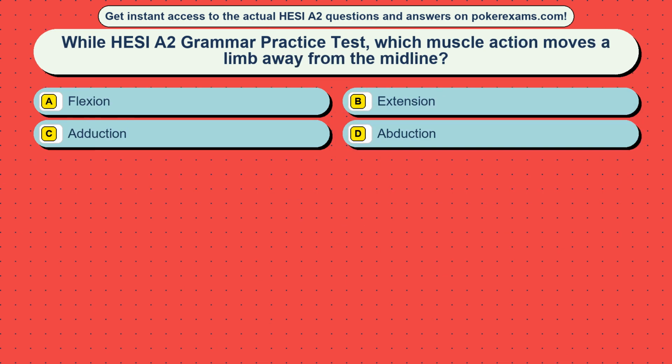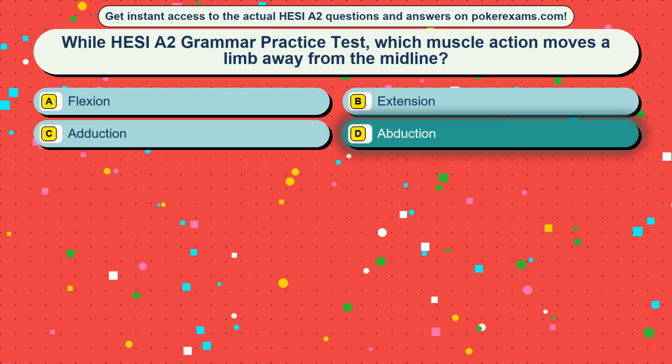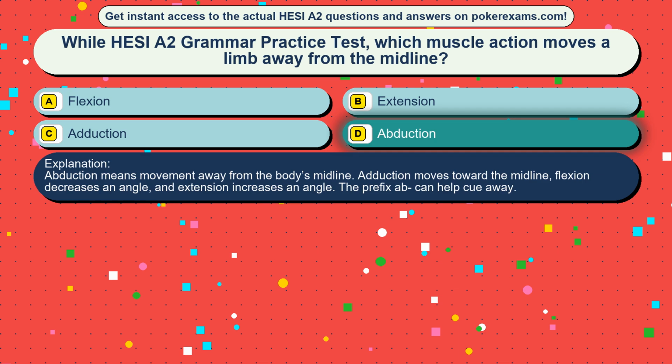Question 7. While HESI A2 Grammar Practice Test, which muscle action moves a limb away from the midline? Option A, flexion. Option B, extension. Option C, adduction. Option D, abduction. The correct answer is Option D, abduction. Abduction means movement away from the body's midline. Adduction moves toward the midline, flexion decreases an angle, and extension increases an angle. The prefix AB can help cue away.